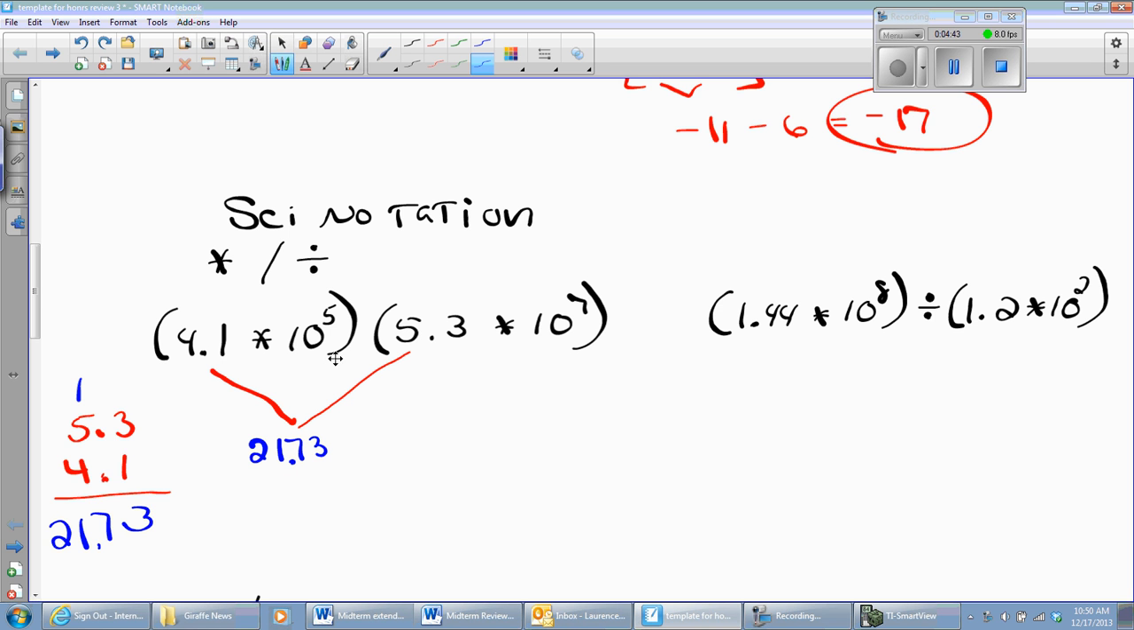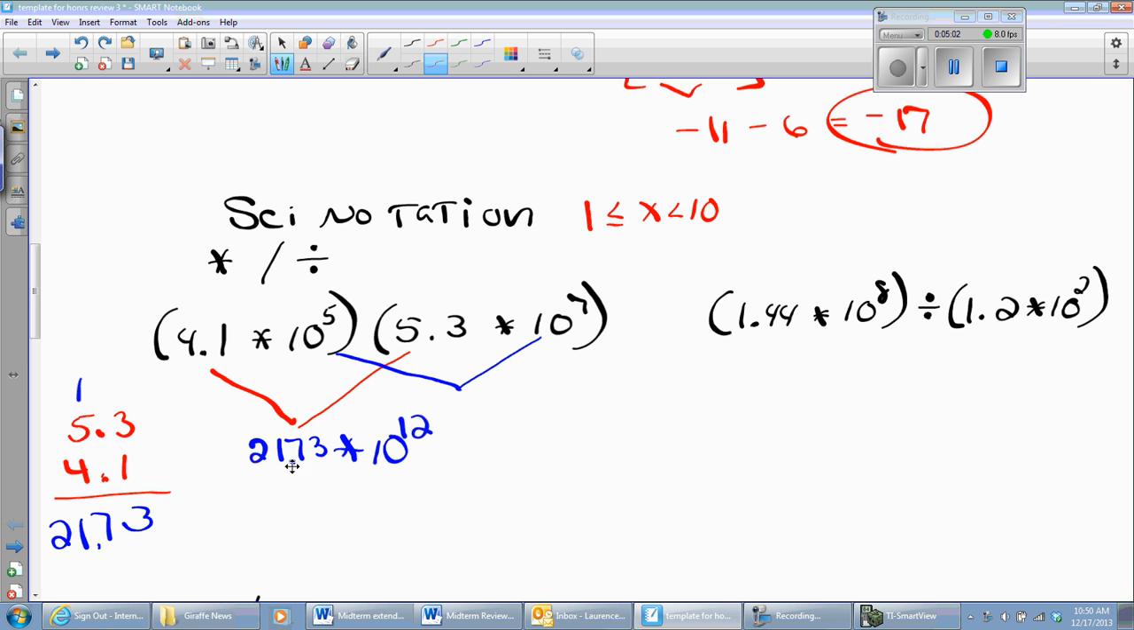So we're going to get 21 and 73 1/100ths. Okay, now we have to multiply the tens together. Well, when bases are the same, we add the exponents in multiplication. So I'm going to get 10 to the 12. Now there's a problem with my answer. Remember, for scientific notation, my number always has to be between 1 and 10.